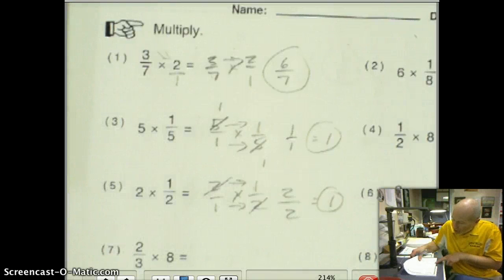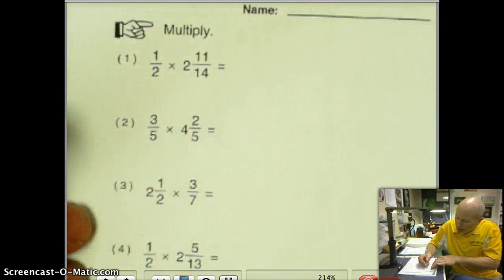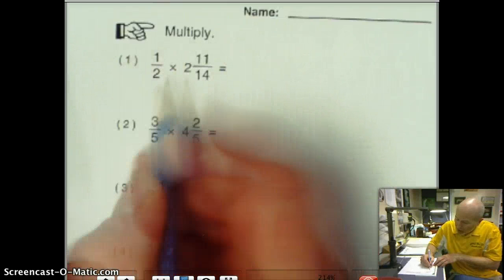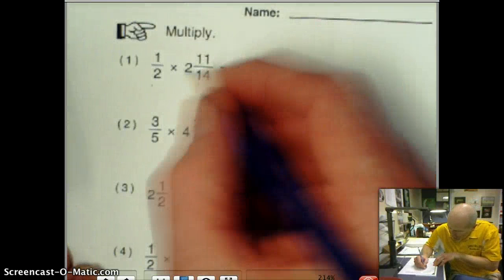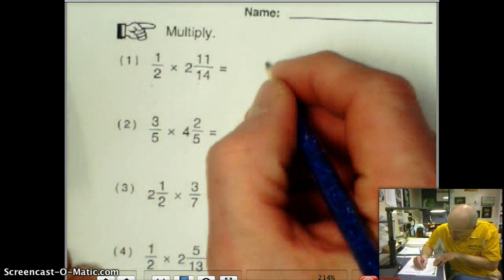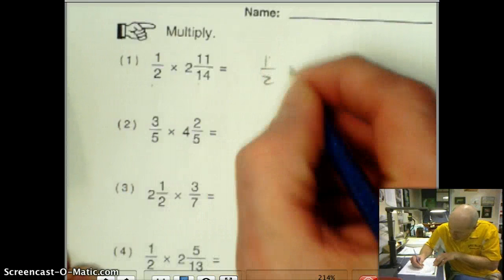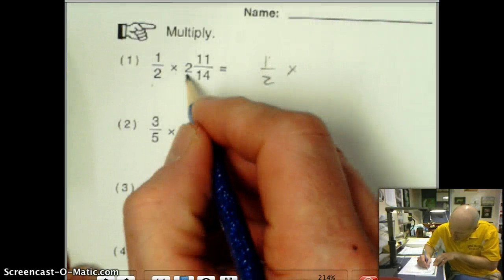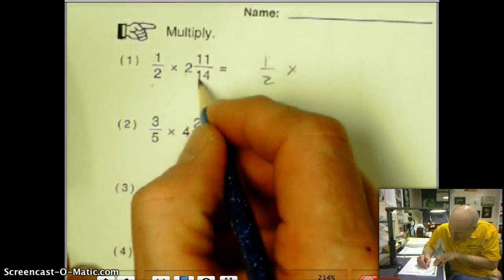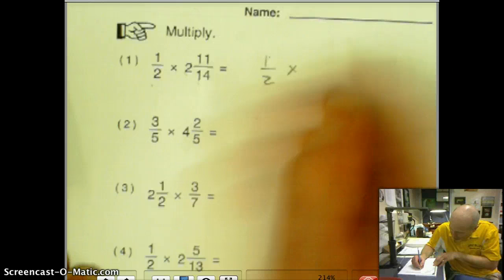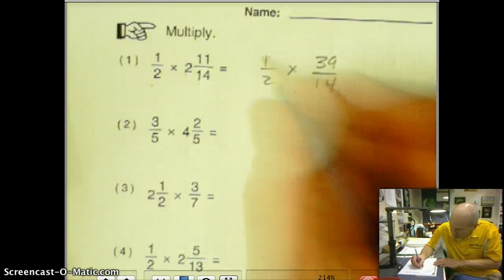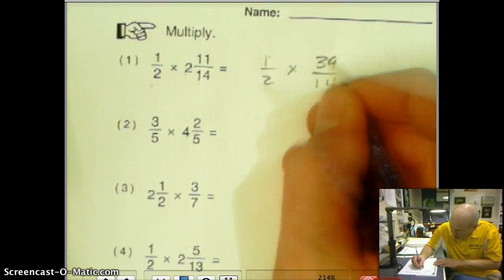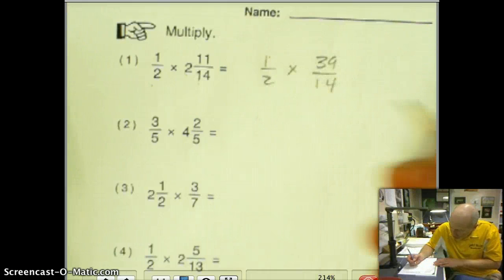All right, the next page is fraction multiplication by one mixed number. So here I have a fraction I'll be multiplying by a mixed number. I've got 1/2 times 2 and 11/14. So I'm going to go ahead and rewrite this. 1/2 times, I've got to make this into an improper fraction. 2 times 14 is 28. 28 plus 11 is 39/14. Boy, those are big numbers, but there's not much I can do. I can't reduce these, I can't simplify anything there either.